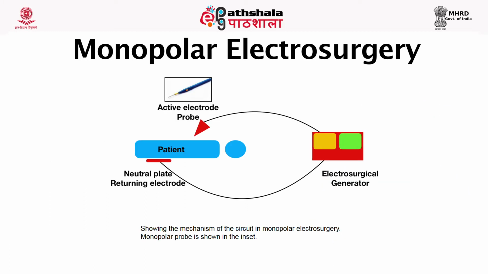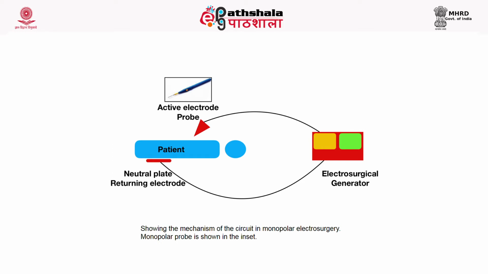Here is the diagram which elaborates what I have just said, that we have an electrode probe, shown by a pencil cautery in the inset, that is connected to an electrosurgical generator, and that is connected back to a neutral plate which is also known as the returning electrode.